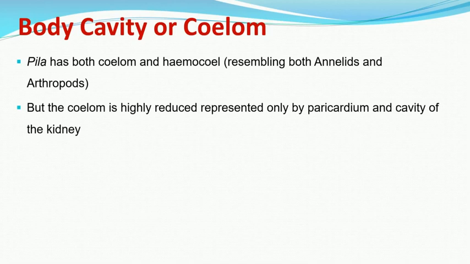Now the coelom or the body cavity is highly reduced. So though coelom is present, it is very reduced. That means it is present in very few parts of the body, like in the pericardium, that is the cavity surrounding the heart, and the cavity of the kidney. Only in these two parts you find the presence of coelom.